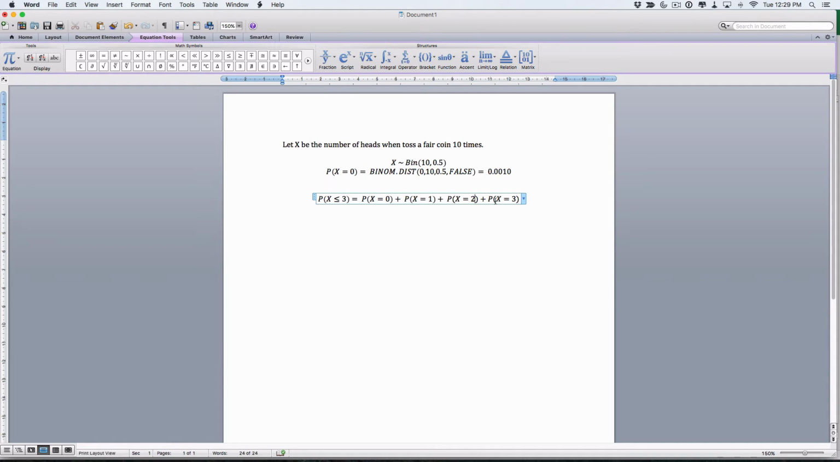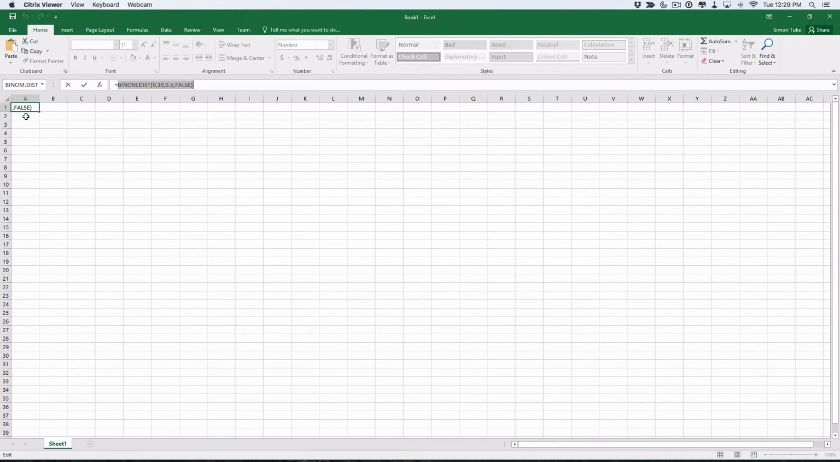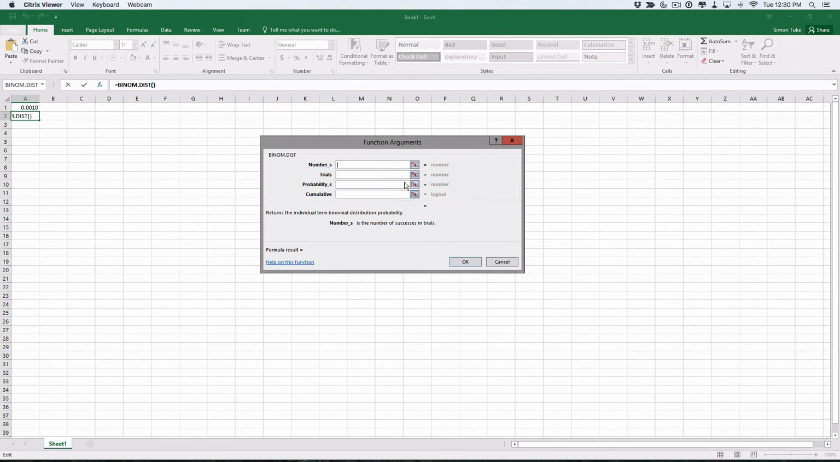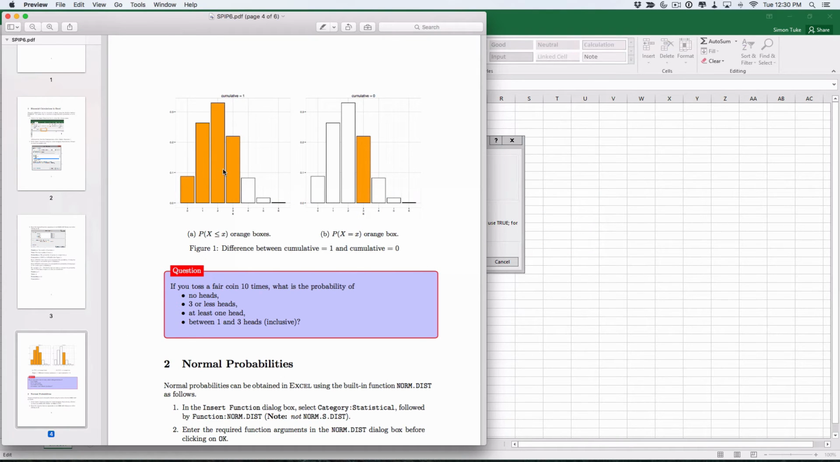So you could add all these up or accumulate them all up, or you could just do that in a single command. So let's go back to here. Let's put it in a new one. So we're going to hit FX. We're going to do statistical. I'm going to binom.dist. OK. So the number is now 3, 10, 0.5. But this time, if you think about it, I want to add up all of these. In fact, this is the one less than or equal to 3. Bit of a coincidence. 0, 1, 2, 3. So that's what we want.